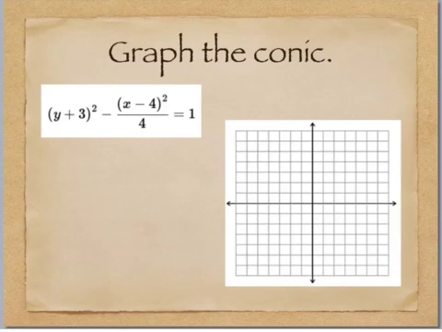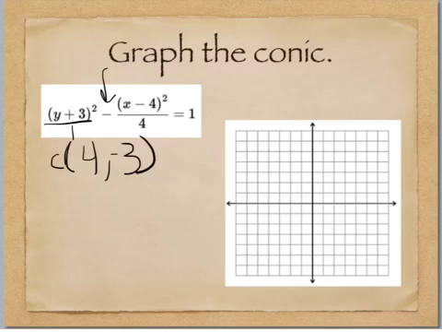In our last example, you should be able to tell because of the subtraction symbol that this is a hyperbola and it's already equal to 1. So our center for the hyperbola is -3 and +4. No, that's wrong. Our center is at +4 and -3. Being careful because the 3 is with the y and the 4 is with the x. So we draw our center at 4, -3.